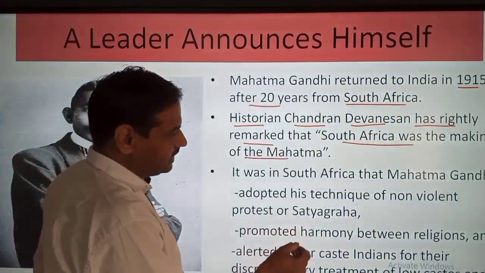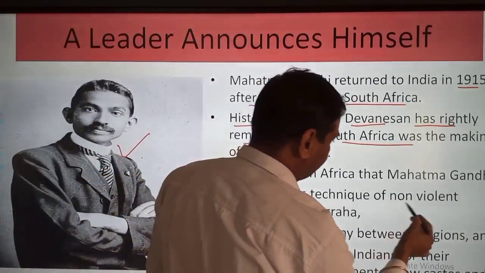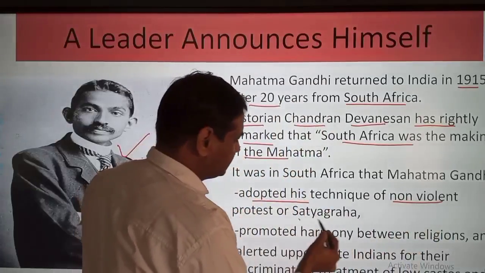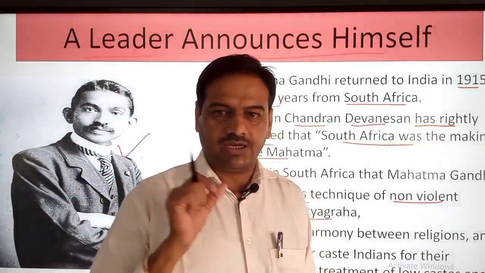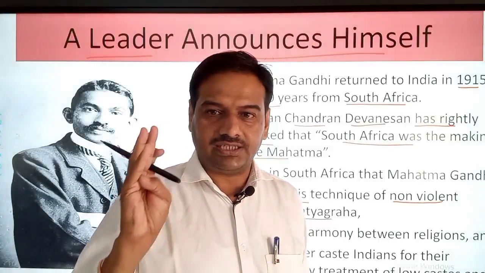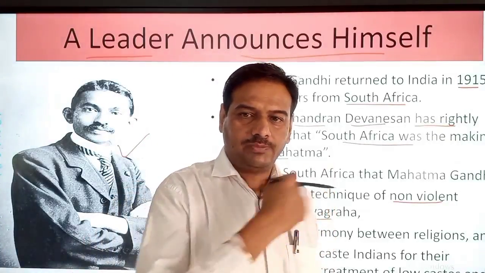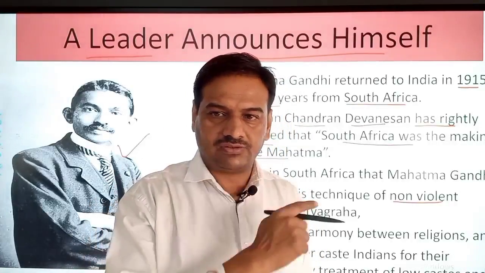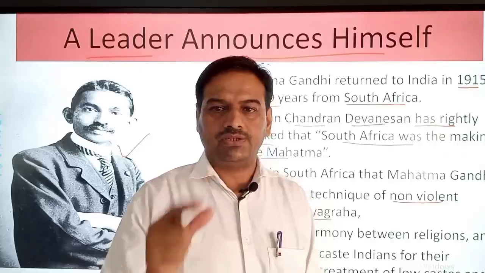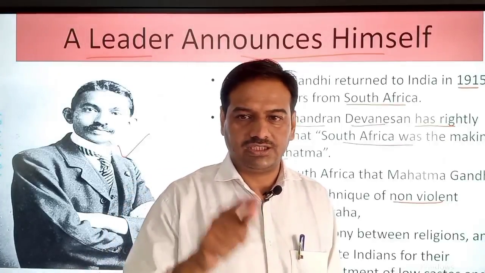It was in South Africa that Mahatma Gandhi adopted his techniques of non-violence and Satyagraha. So these were the two major weapons of Mahatma Gandhi, that is non-violence, ahimsa, and Satyagraha. So these were the two weapons with the help of which he could win the fight in South Africa. Later on, these two weapons were also used by him in India against the oppressor, that is the Britishers.